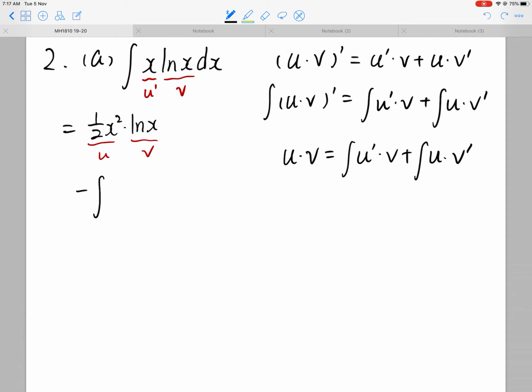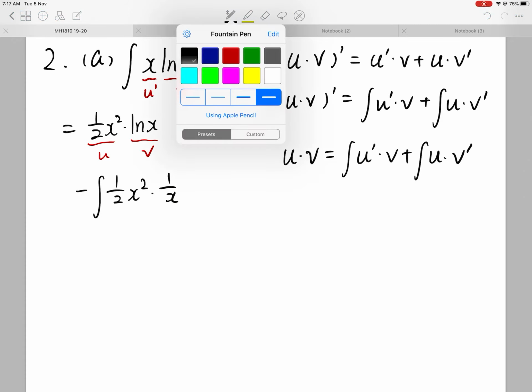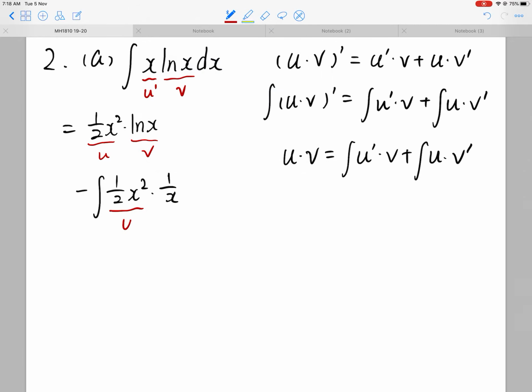Sorry, I literally wrote u. It should be half x squared times v's derivative. So this is u. This is v's derivative. Okay. So basically what I'm writing here is integration of uv equals u times v minus integration of u times v's derivative, which comes from this equation, right?